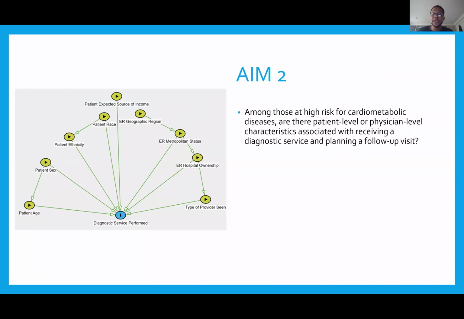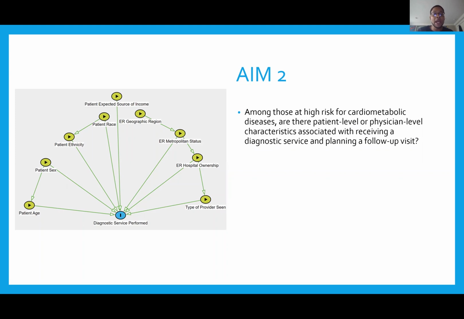The research question for my second aim is also a risk factor analysis. It states that among those at high risk for cardiometabolic diseases, are there patient-level or physician-level characteristics associated with receiving a diagnostic service and planning a follow-up visit? There's another similar conceptual framework made in the same way. Even though I had planning a follow-up visit in my question, I didn't put it in the framework because I didn't want it as a second type of outcome. The main outcome is the diagnostic services, but Dr. Shriza and I talked about there being some connection between the diagnostic service and the follow-up visit being planned. But the main outcome of interest is the diagnostic service being performed.